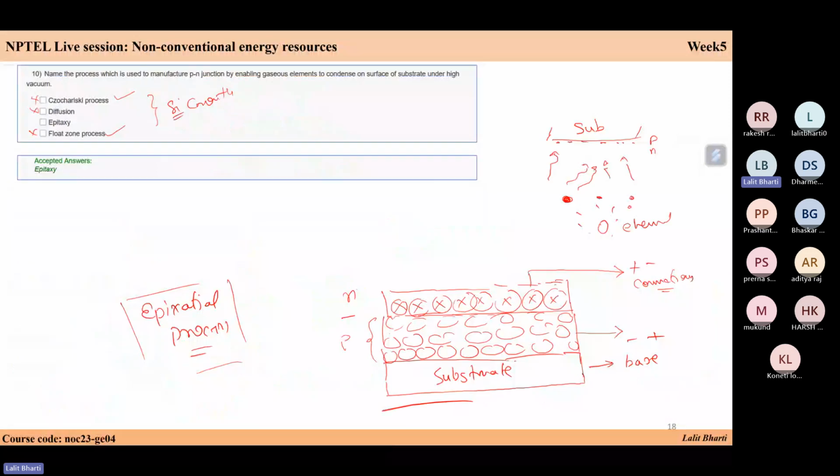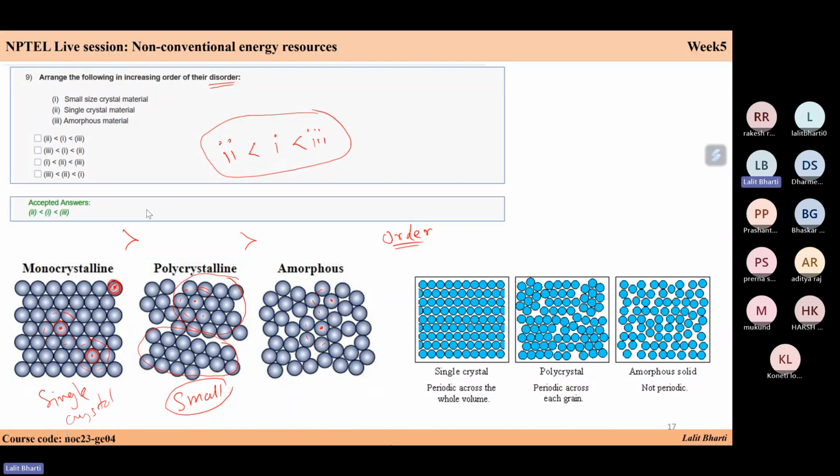So this is, I guess, the second last question. We need to arrange these by their disorder. So we know what disorder is. If you have an amorphous material, the disorder is highest. Single crystalline means each atom is very well arranged with respect to the other atoms.